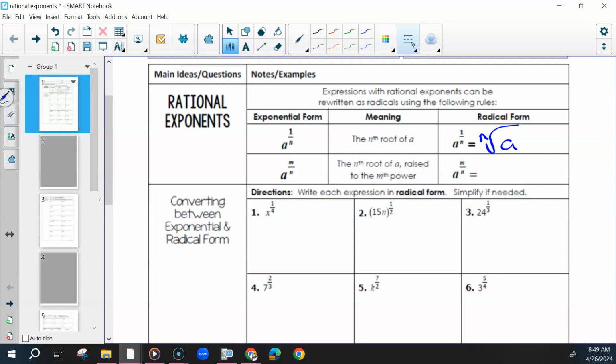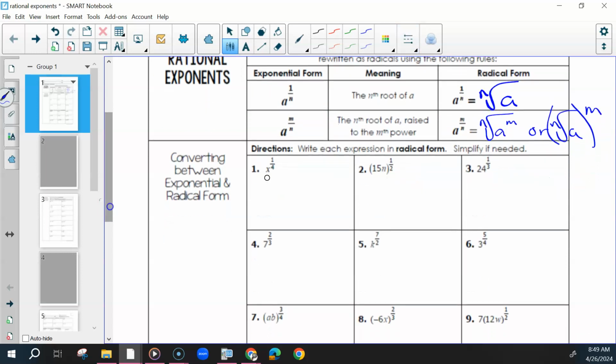You could also see it as a fraction where some m is the numerator instead of 1, and that could be written one of two ways: the nth root of a to the m, or the nth root of a, all of that to the m. So we're going to practice some of this.